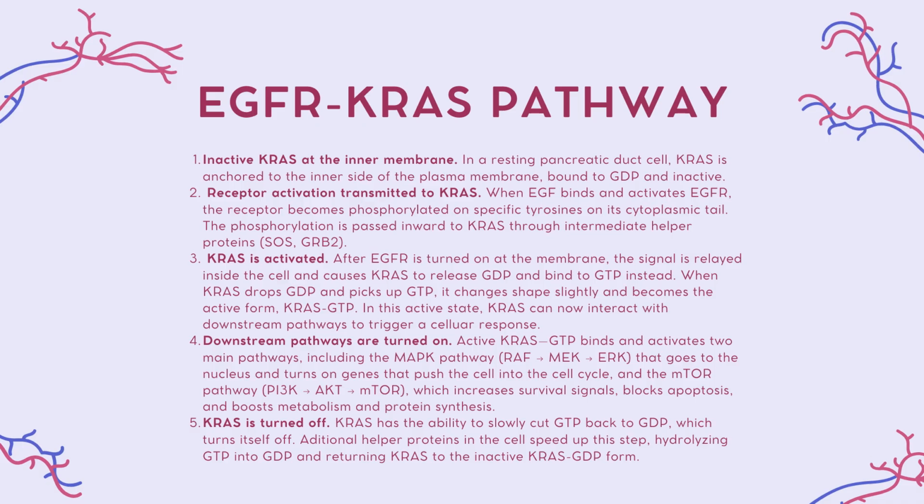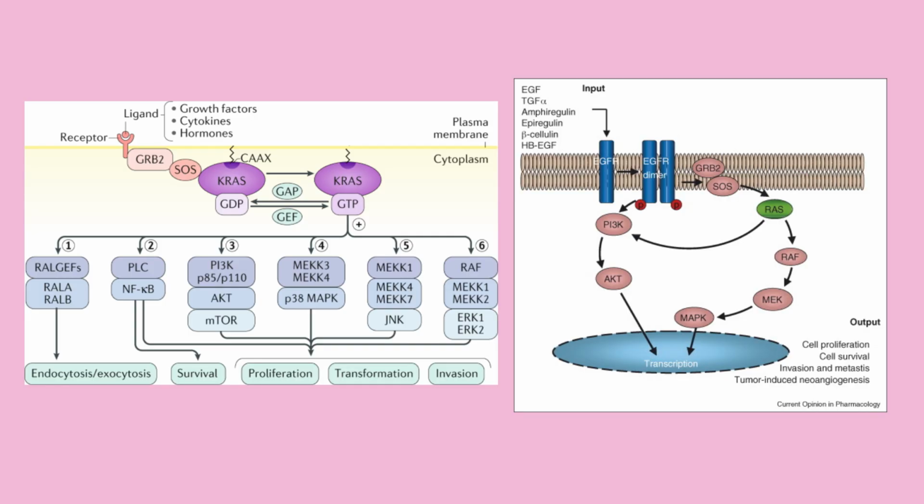The final step is shutting Kras back off. Kras has the built-in ability to hydrolyze GTP back into GDP, which returns it to its inactive form. The left diagram here shows the full range of pathways Kras can activate after it switches to its GTP-bound state. Besides the two major branches that are usually focused on, the MAPK and the mTOR, Kras also connects to several other signaling routes to carry out functions like endocytosis, inflammation, transformation, and invasion.